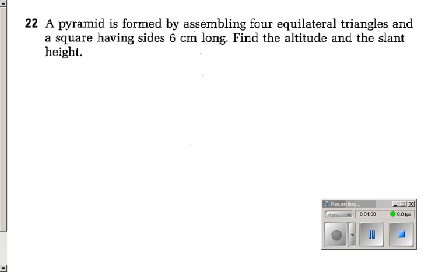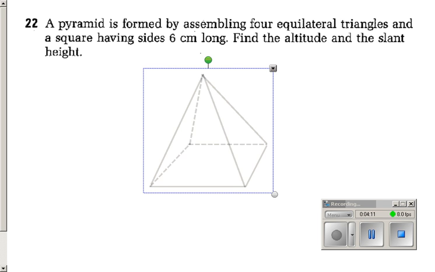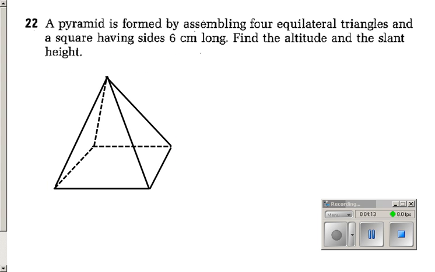Let's move on. Number 22, a pyramid is formed by assembling 4 equilateral triangles and a square base having sides of 6. So looking at this problem, I already had a pyramid drawn. So draw your pyramid again, and you can pause it at any time. The question says, find the altitude and the slant height. So what I have here is a situation where all these edges are all 6. And I want to find an altitude and I want to find a slant height.